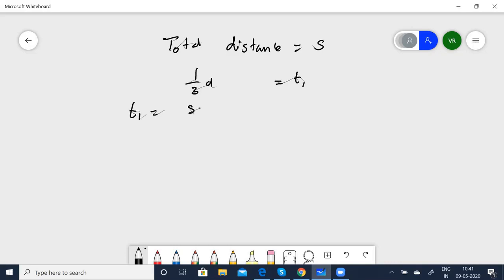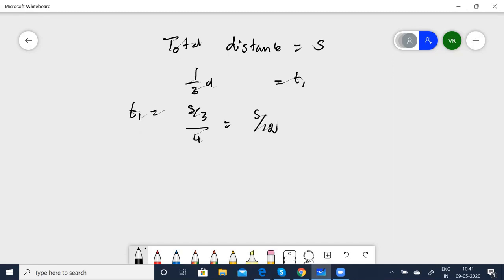Let us take the total distance as s. Now let the time taken to cover the first 1/3 of the distance be t1. So what will be t1 now? t1 will be equal to s by 3 by 4, which is equal to s by 12.